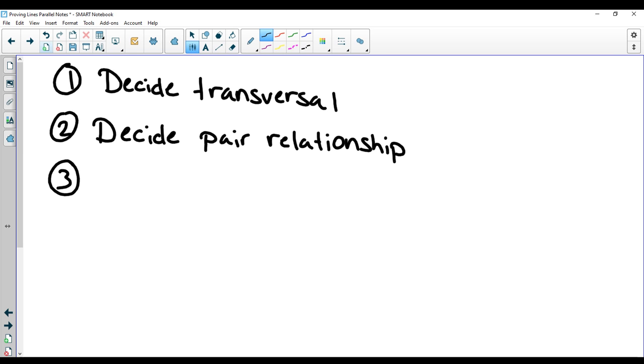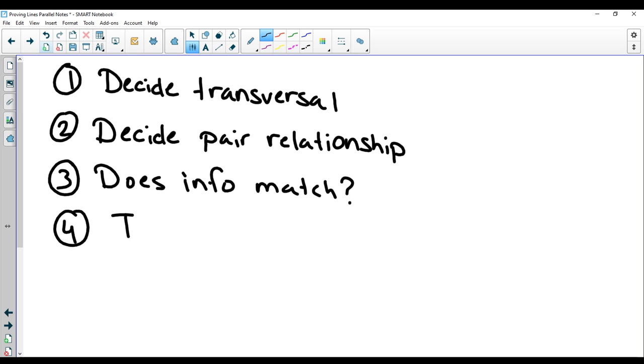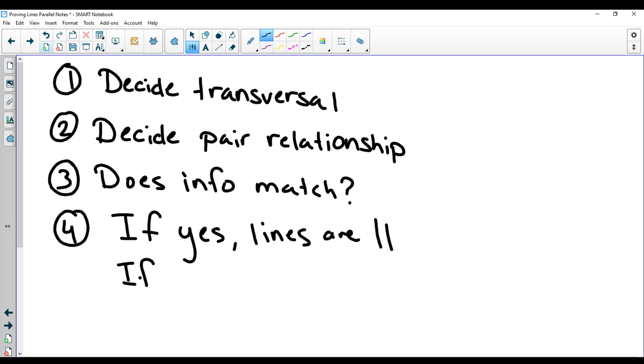And then step 3, we're going to ask ourselves, does the info match? If yes, the lines are parallel. If no, the lines are not parallel. Okay, so let's put this in action.